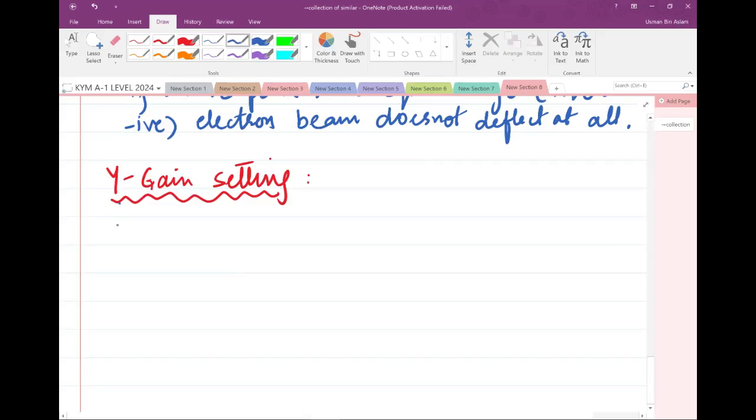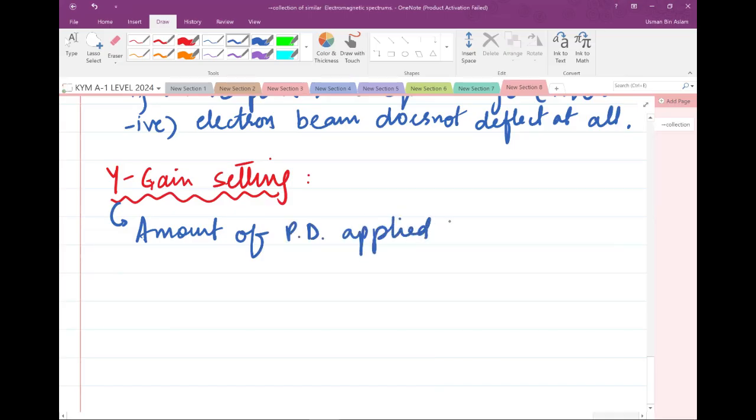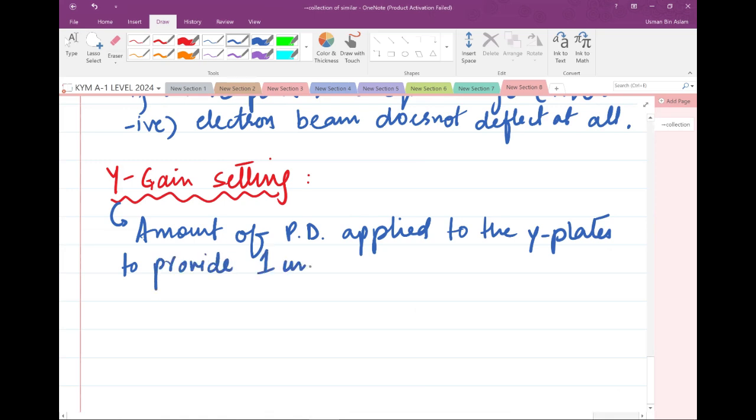Y gain setting basically means the amount of voltage, the amount of potential difference applied to the Y plates to provide 1 unit division vertical deflection.